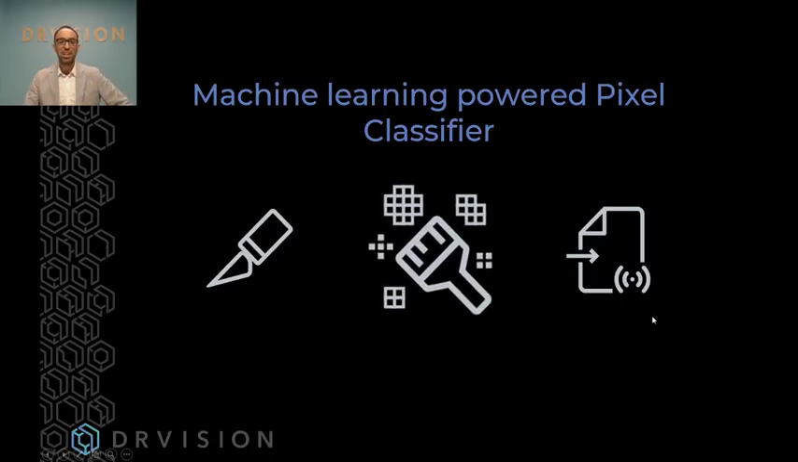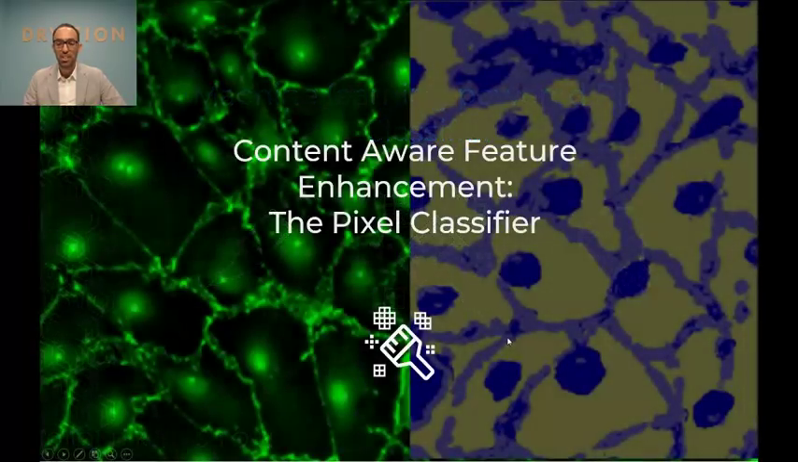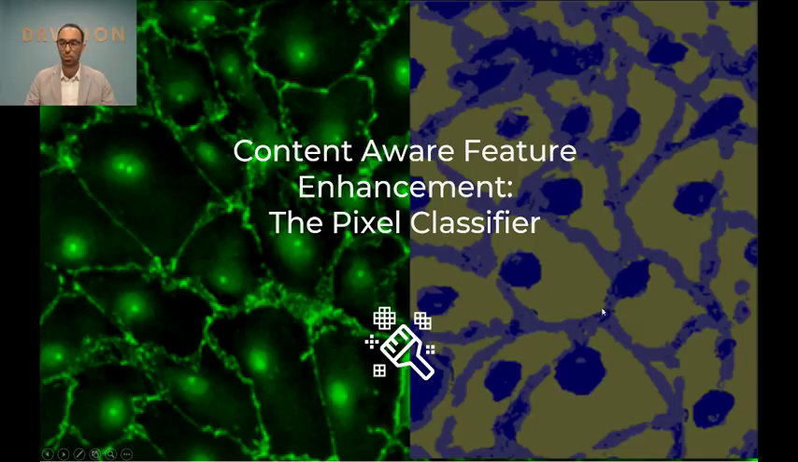So let's get right into the key part of this presentation today. We're talking about the machine learning powered pixel classifier. That's the tool that allows us to go from an image like the one you see on the left, which in this case has just one channel and multiple structures, and we can enhance those structures by simple paint strokes to get an image like what you see on the right-hand side, which can easily be segmented.